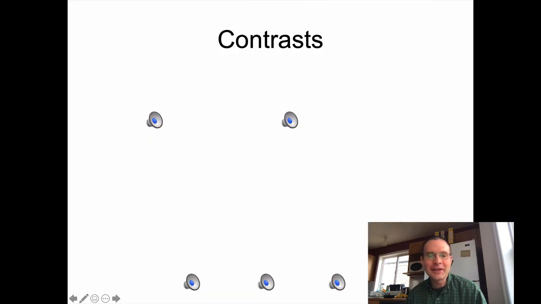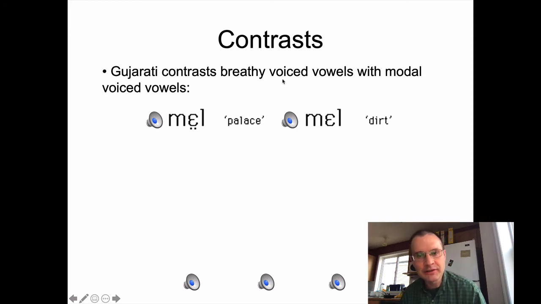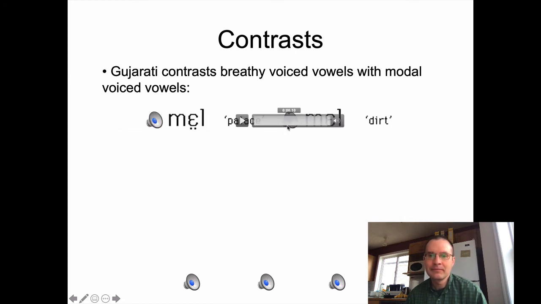Anyways, why am I talking about this? There are some languages that contrast different types of voice qualities at a segmental level. So Gujarati, which is a language spoken in Western India, I think, primarily, but also in places like Canada too, is a language that contrasts breathy voiced vowels with modal voiced vowels. So listen carefully to this. You should be able to pick it up. Mel, mel, mel, mel. So this is the m, and this is the mel, mel. And you denote that with the little diacritic underneath the vowel.